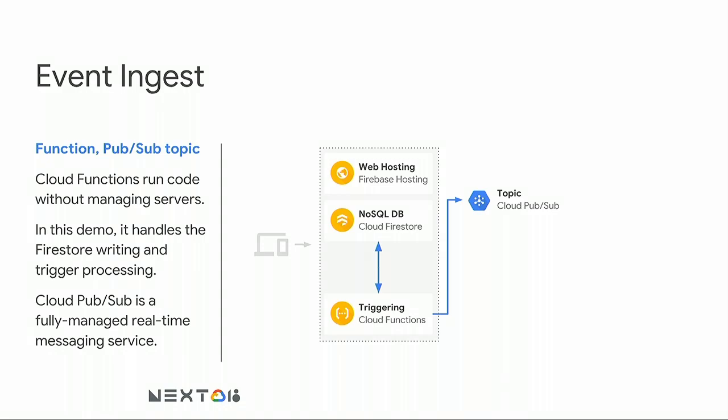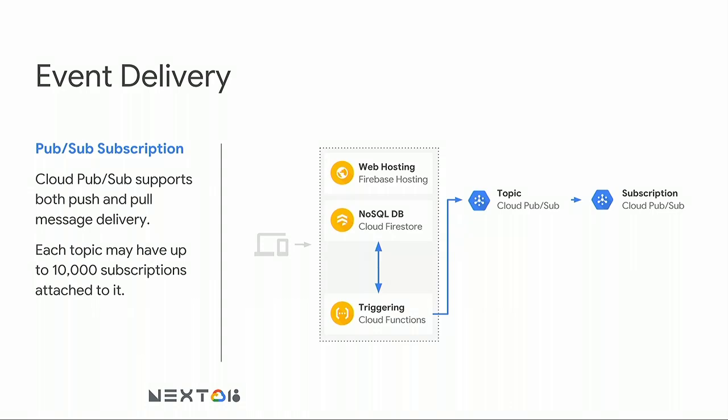Those functions are then emitting data into a Cloud PubSub topic. Cloud PubSub is a serverless way to deliver events from an application, an IoT sensor, what have you, store it durably, and then deliver it later for processing.